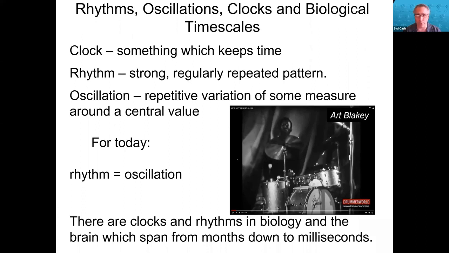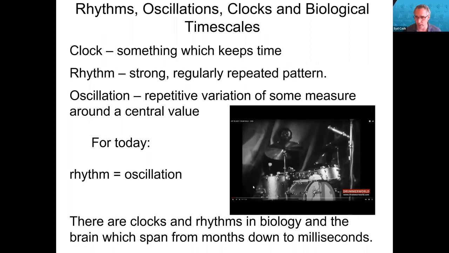If you look up rhythm in a dictionary, it says something like it's a strong, regularly repeated pattern. An oscillation is some repetitive variation of a measure around a central value. I think most people, when we think of an oscillation, have in mind a sine wave, something just going up and down regularly. But it's a lot more complicated than that, obviously.